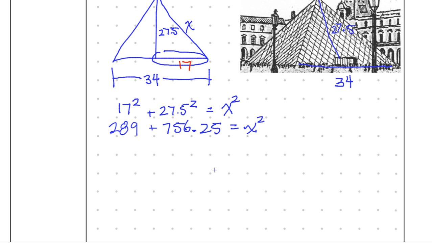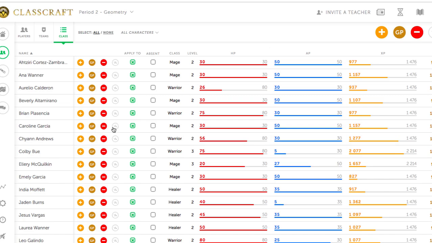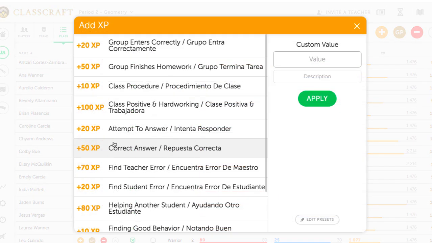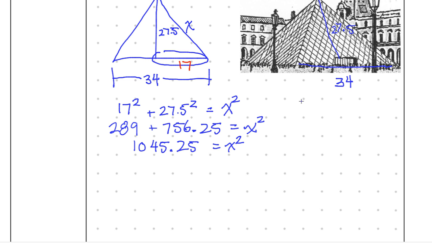All right, I need people to add. Colby. 1045. There's a 0 in there. 1045.25 is equal to x squared. Colby gets more XP. I need someone to take the square root of both sides. What is the square root of both of those sides?